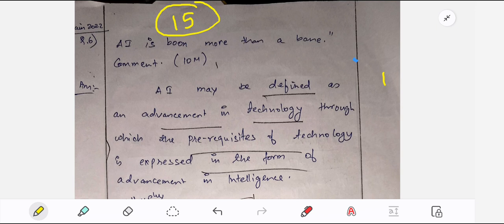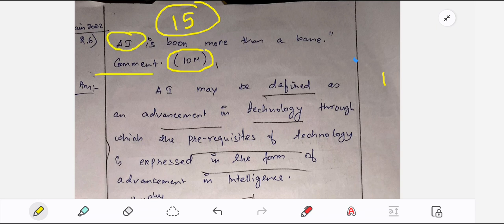The syllabus is science, GS paper 3. This is a 15 marker question, actually a 10 marker, but I have written 3 pages, so it's a 15 marker. First of all, whenever you are attempting any GS question, you have to understand the demand of the question. So the question is asking, artificial intelligence is a boon more than a bane.